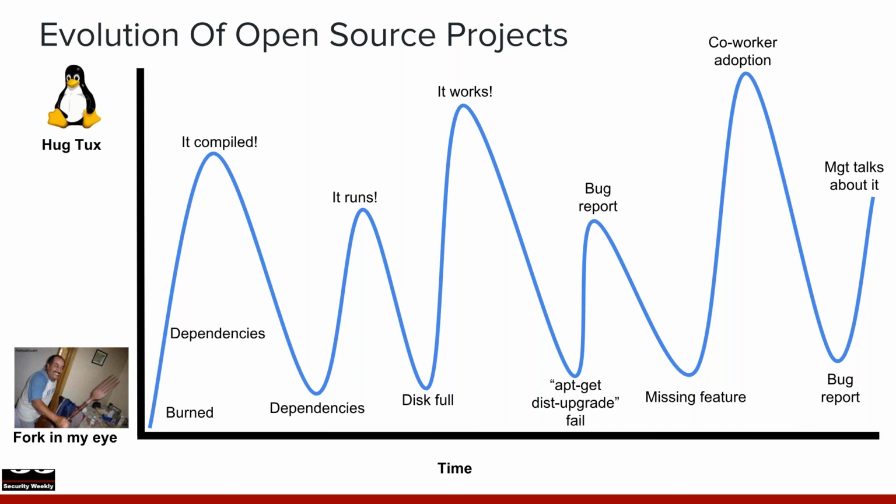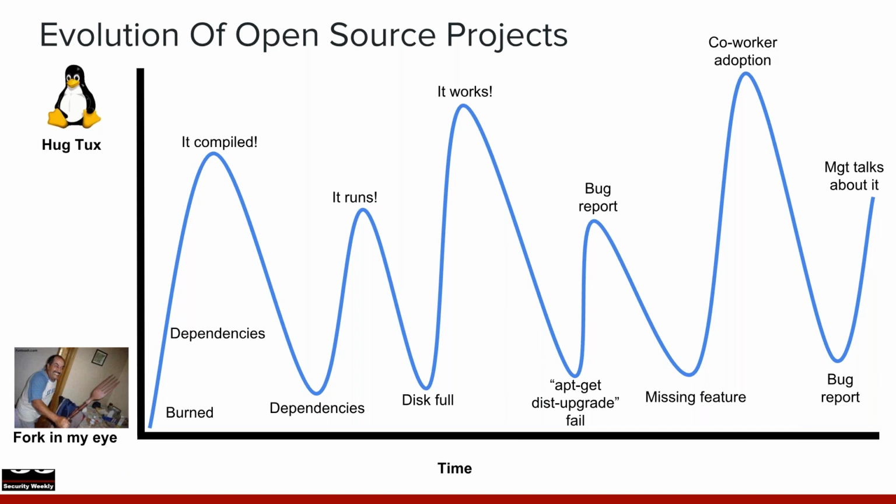Then I run into some more dependency problems. Then I get it to run, and I want to hug Tux again. Then I run out of disk space because maybe it's a log collection engine, and I'm back down to wanting to stick a fork in my eye. And then I solve that problem, and it works again, so I'm back to hugging Tux. And then I do an apt-get dist upgrade, and it fails, and I'm back to sticking forks in my eye. And then I file a bug report because I found some kind of problem. So I'm somewhere in between wanting to stick a fork in my eye and hugging Tux.